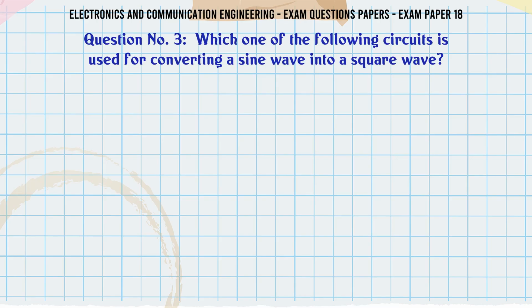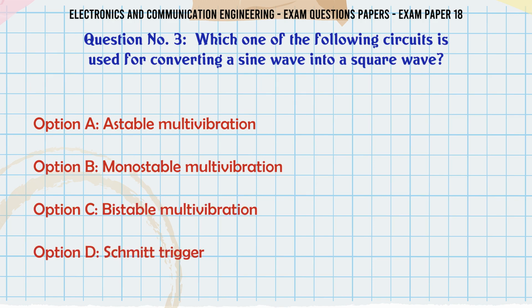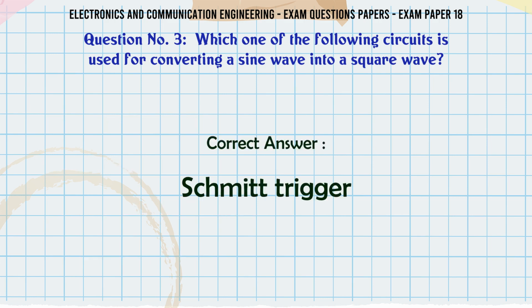Which one of the following circuits is used for converting a sine wave into a square wave? A. Astable multivibrator. B. Monostable multivibrator. C. Bistable multivibrator. D. Schmitt trigger. The correct answer is Schmitt trigger.